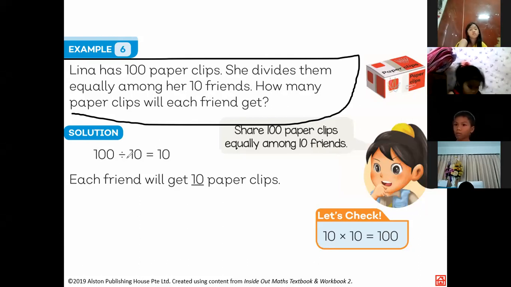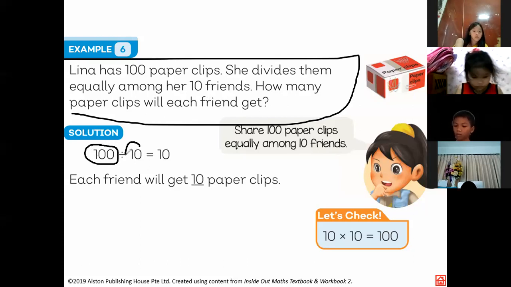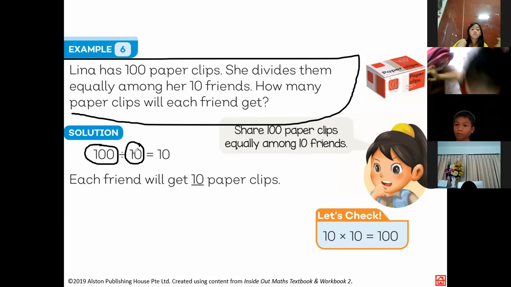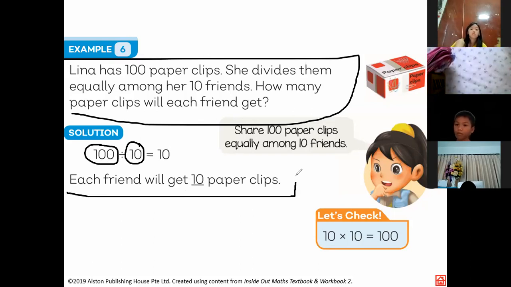All right, so first we have to write the number of paper clips, which is 100, and then divide by the number of friends that Lena has. So 100 divided by 10, that's 10. So each of Lena's friends will get 10 paper clips.